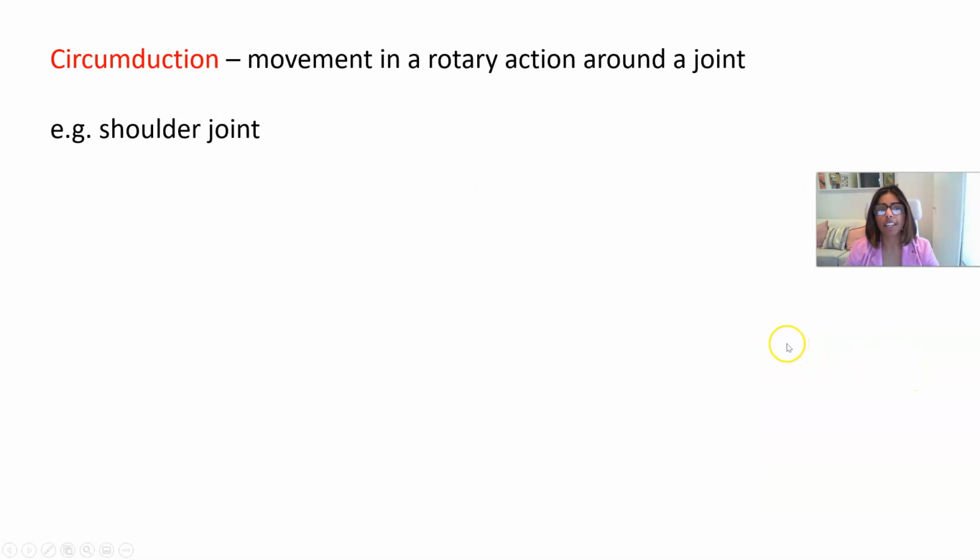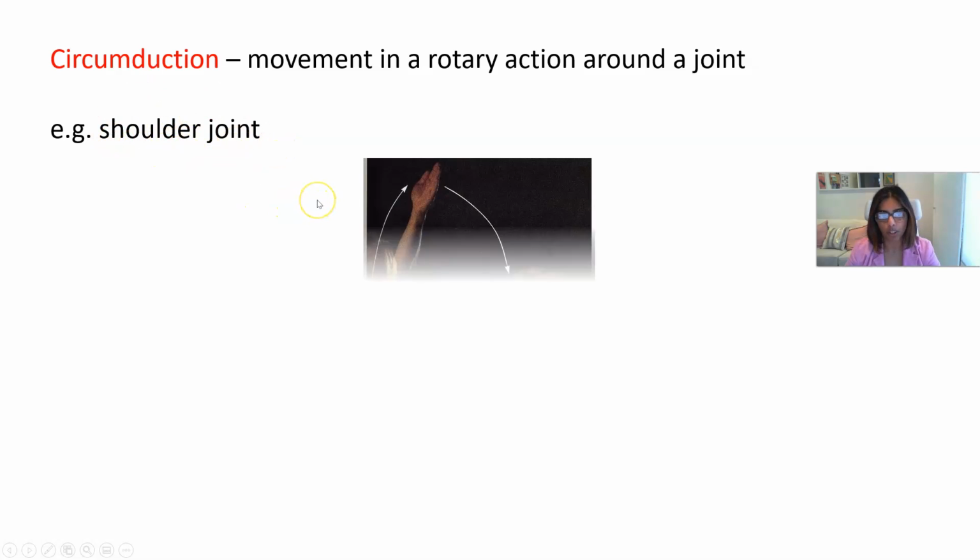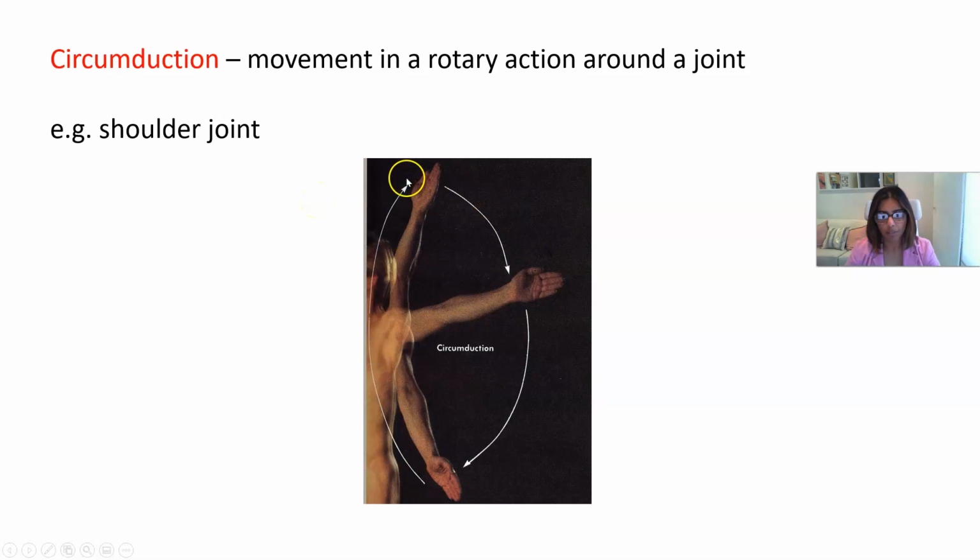Next thing we're going to be looking at is circumduction. So circumduction makes you think of circumference. It's a rotary movement, and this is movement around a joint. So if you think about doing a windmill motion with your arms, that is an example of circumduction, and we're giving you an example of the shoulder joint here. So in this diagram, you can see it's a full 360-degree rotation. This is circumduction.